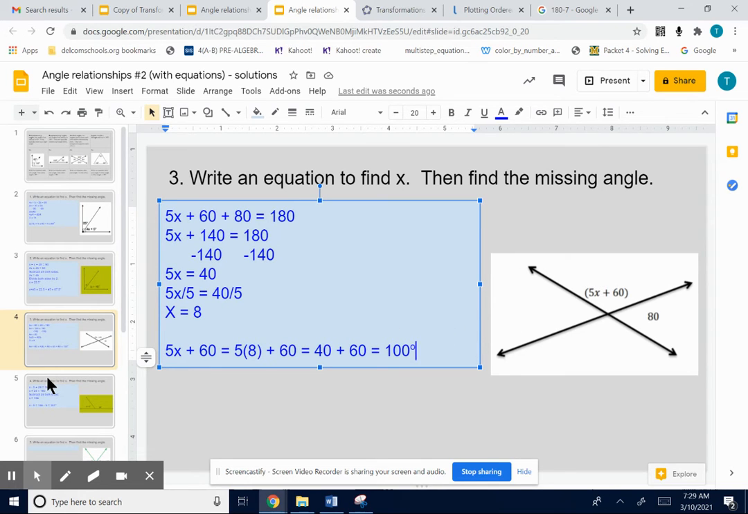Let's see. Try to do the next problem on your own. Pause the video and then check.